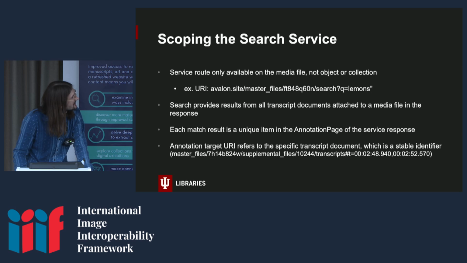We wanted to scope it pretty tightly. Again, this was only going to be for transcript documents in Avalon. You can see an example of our URI: we have the media file, which we call master files in Avalon, an identifier, and then the search query. That hangs off the master files route. When you do a search, you'll get back hits from every transcript document associated with the media file, and it's up to the viewer to render that appropriately. Each match result is a unique item when the annotation page comes back from the content search service.